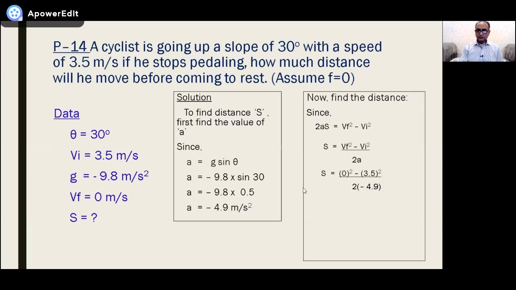Now, the square of 0 is 0. The square of 3.5 is 12.25. And when we multiply 2 by minus 4.9, we get minus 9.8. So we're subtracting 12.25 from 0, we get minus 12.25 divided by minus 9.8, minus cancel. Dividing 12.25 by 9.8, we'll get what? S is equal to 1.25.